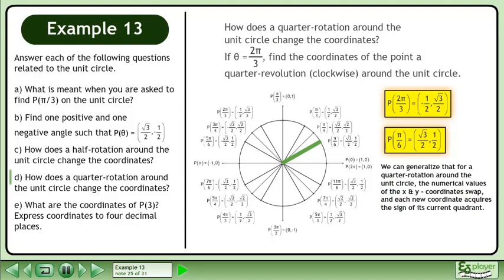We can generalize that for a quarter rotation around the unit circle, the numerical values of the x and y coordinates swap, and each new coordinate acquires the sign of its new quadrant.